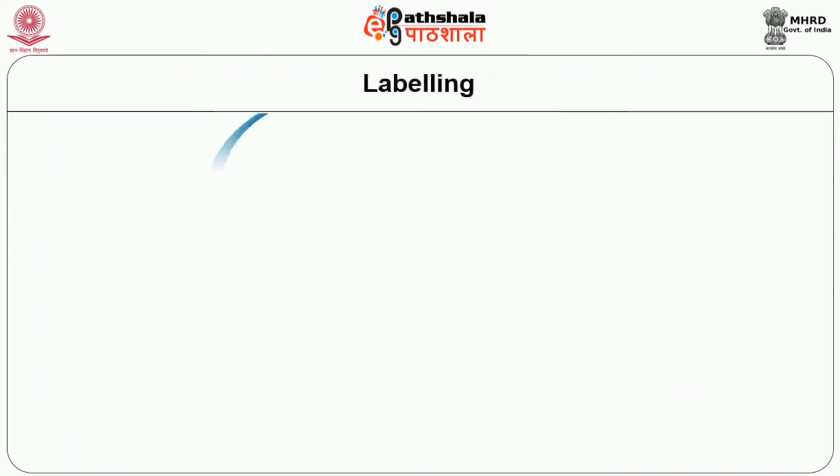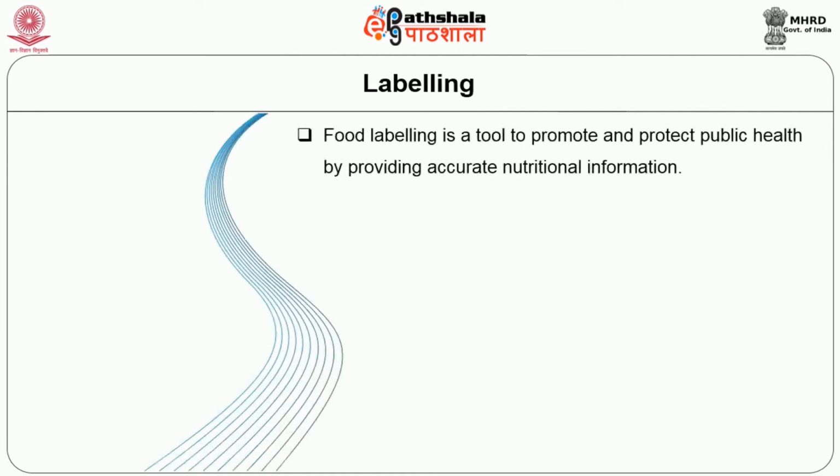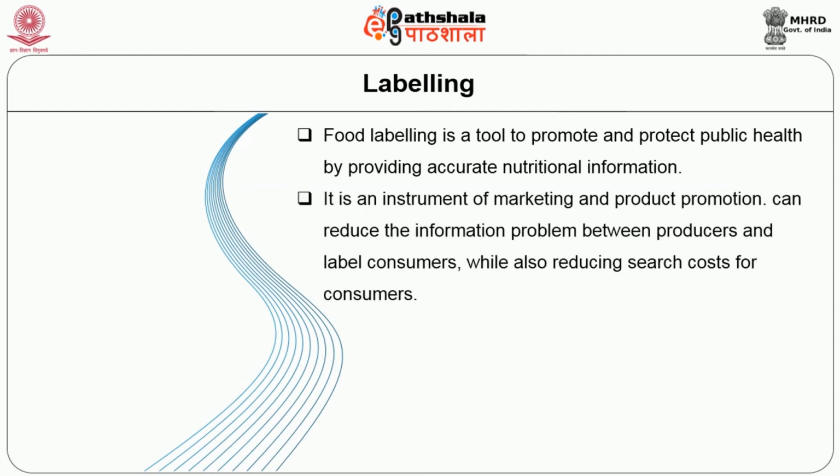The next one is labeling. Food labeling is a tool to promote and protect public health by providing accurate nutritional information. It is an instrument of marketing and product promotion. It can reduce the information problem between producers and consumers, while also reducing the search cost for consumers.